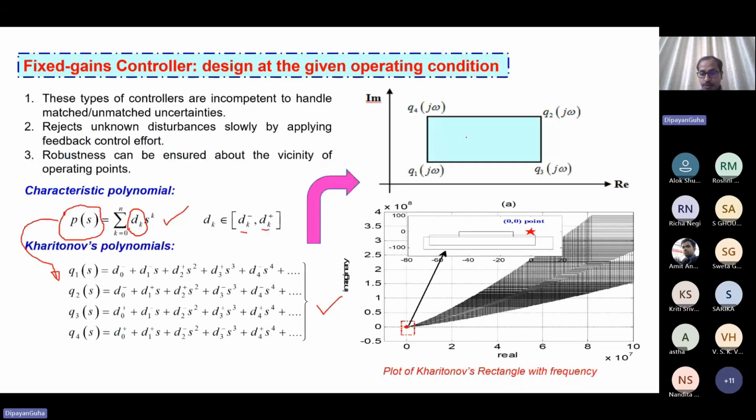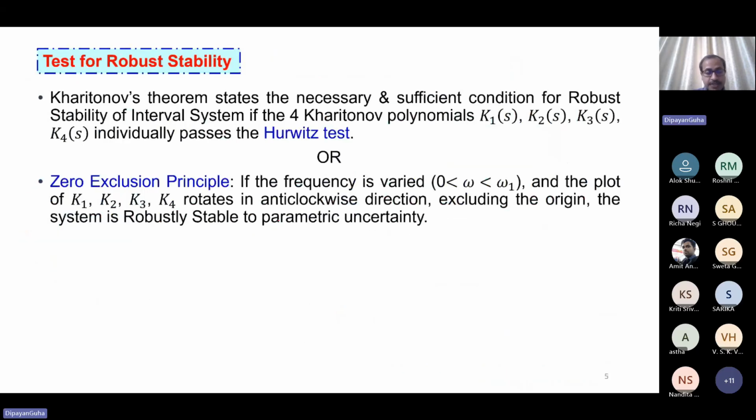As you can see in this particular simulation plot, for a given frequency range, we have a family of Kharitonov rectangles in the complex frequency plane, and a zoom view of these sections is available here. What it implies is that zero is excluded by the Kharitonov rectangle. So for the example that we have taken to plot these things, since zero is excluded by the Kharitonov rectangle, I conclude that my feedback control system is robustly stable for the chosen dk minus and dk plus. So this is a very simple test.